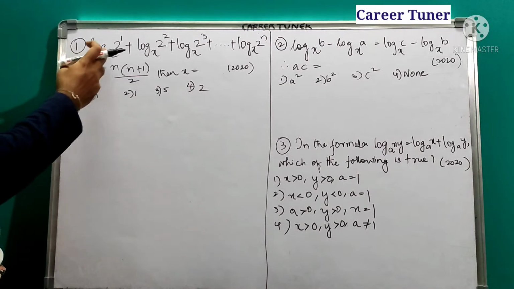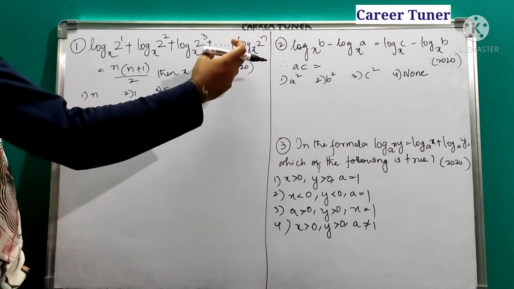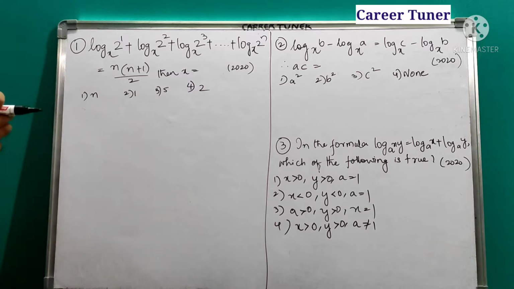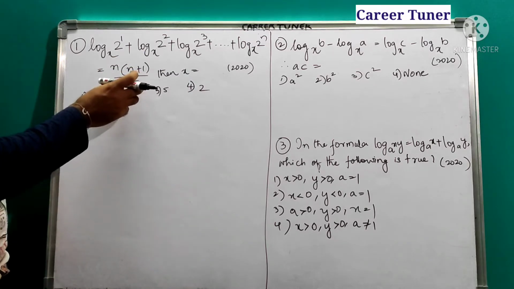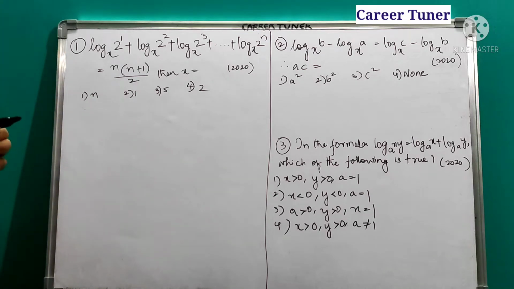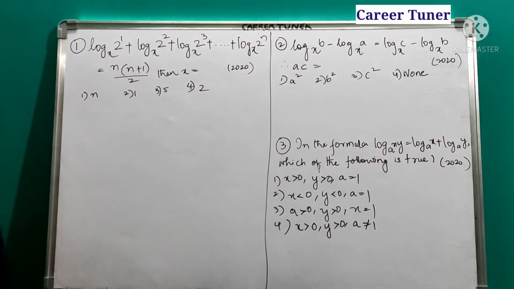Coming to our first question: log 2 power 1 base x plus log 2 power 2 base x, log 2 power 3 base x and so on, log 2 power n base x is equal to n into n plus 1 by 2. So when n into n plus 1 by 2 comes, we have to remember that it is the sum of first n natural numbers. So that means this should be 1, 2, 3, 4, and so on up till n.